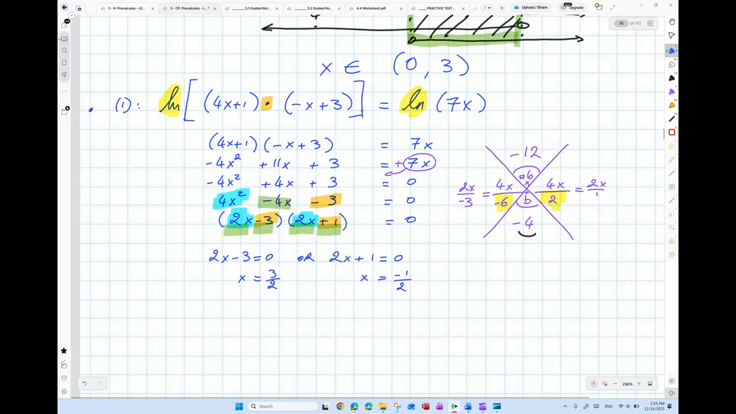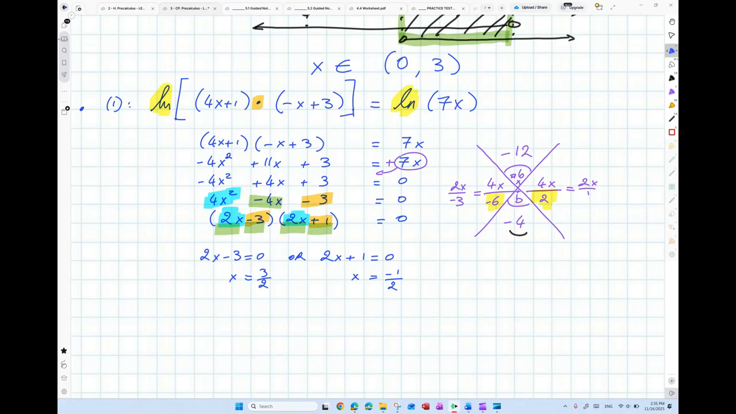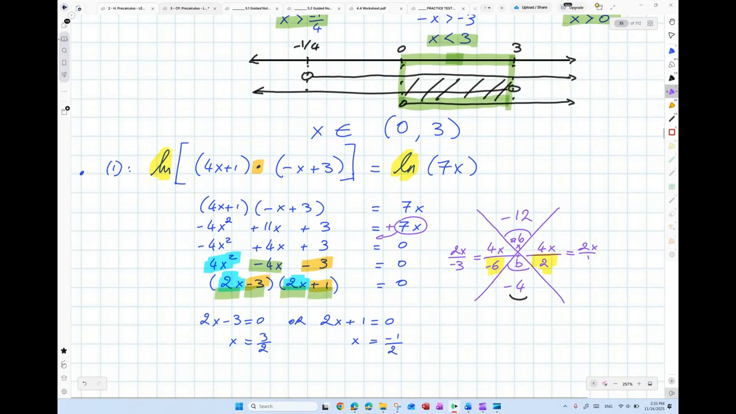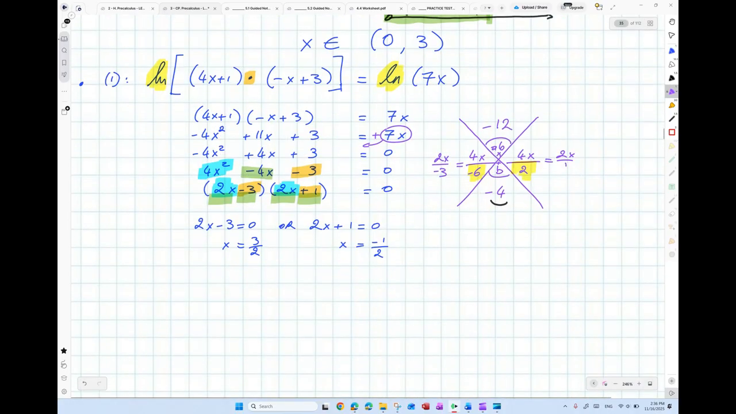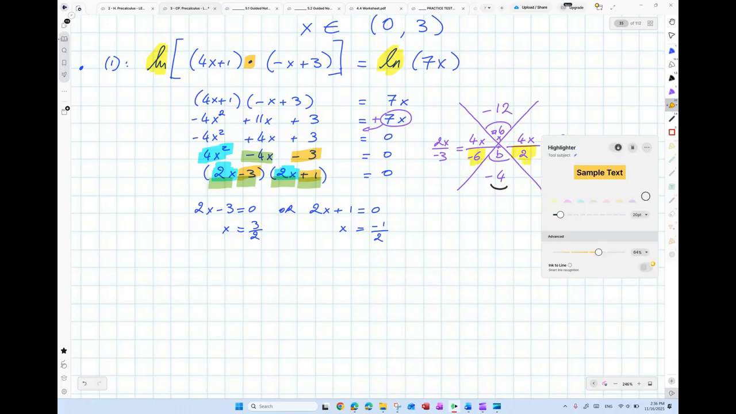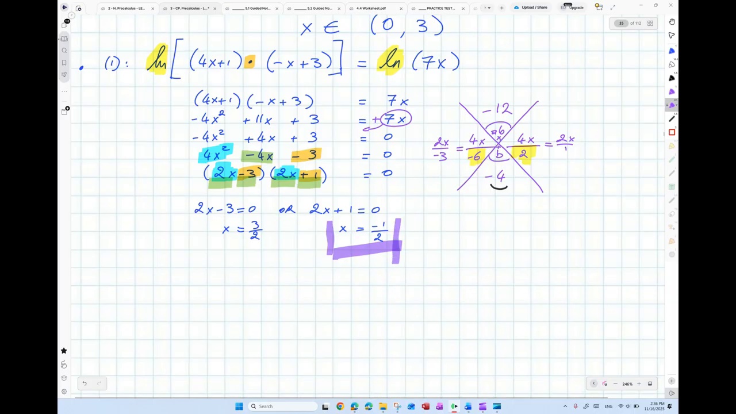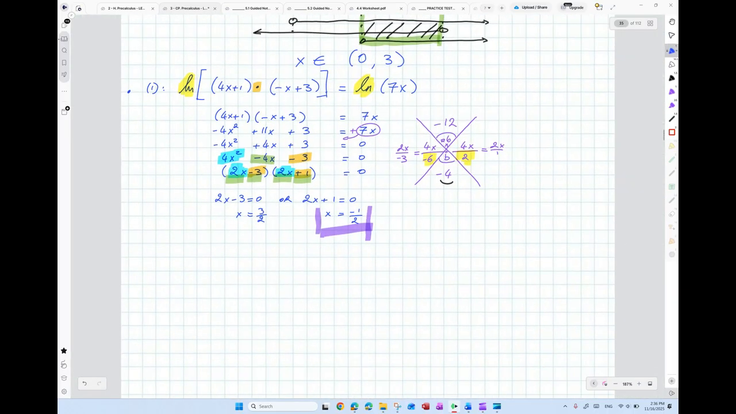Now, in that particular case, I will have a last step, because as you can see, -1/2 is not in the domain, and 3/2, which is 1.5, is in the domain of validity, which means that this solution that I stumbled upon, -1/2, is in fact an extraneous solution.